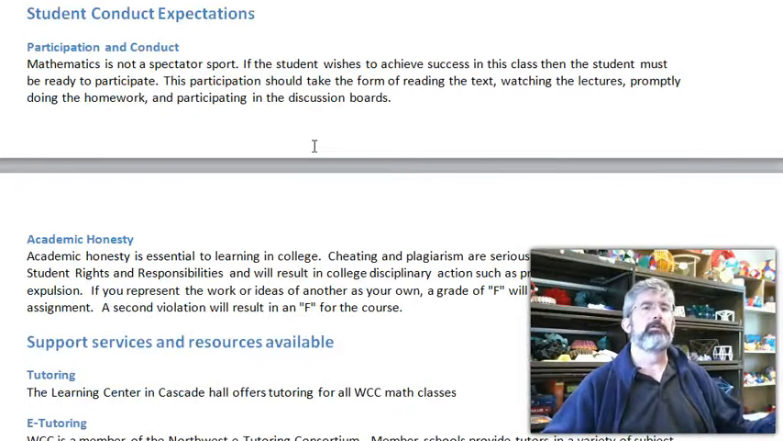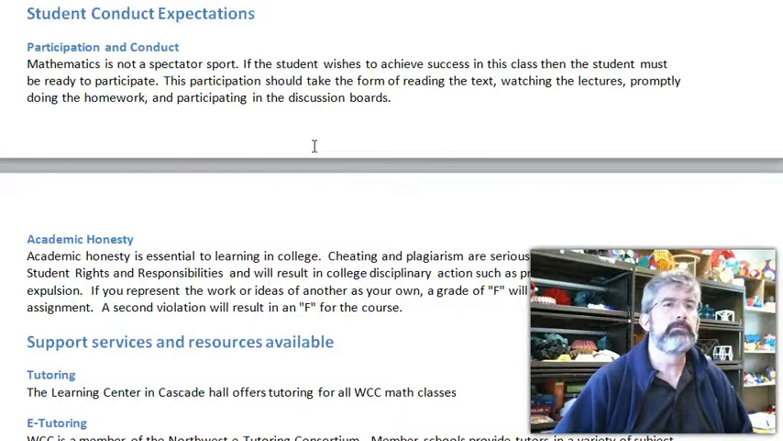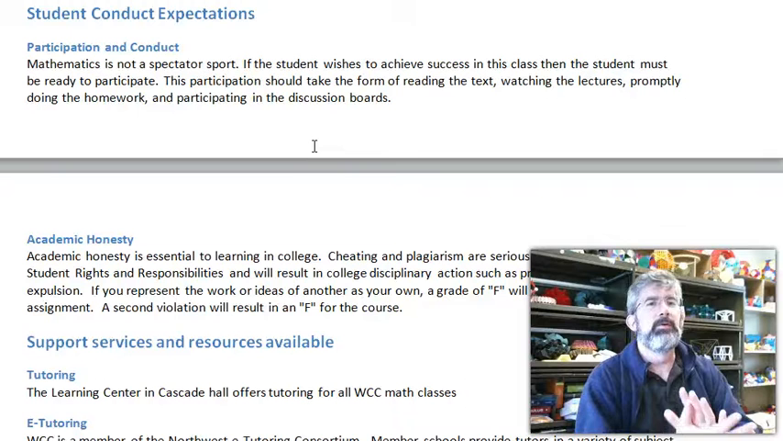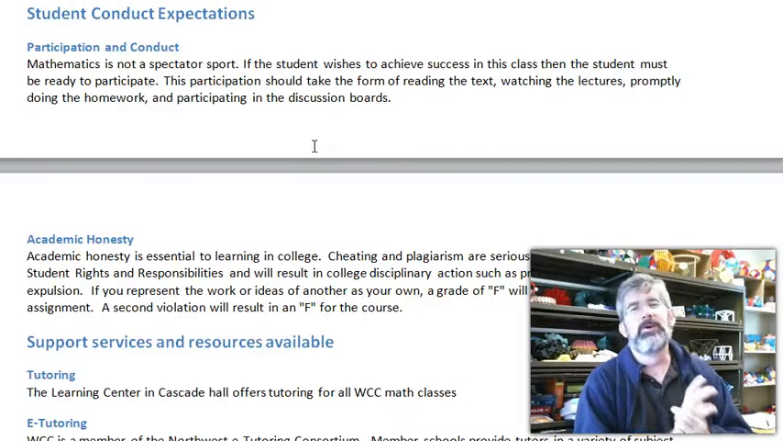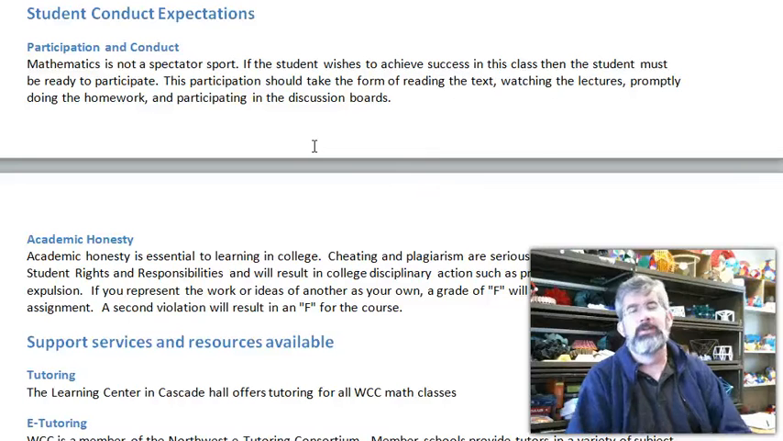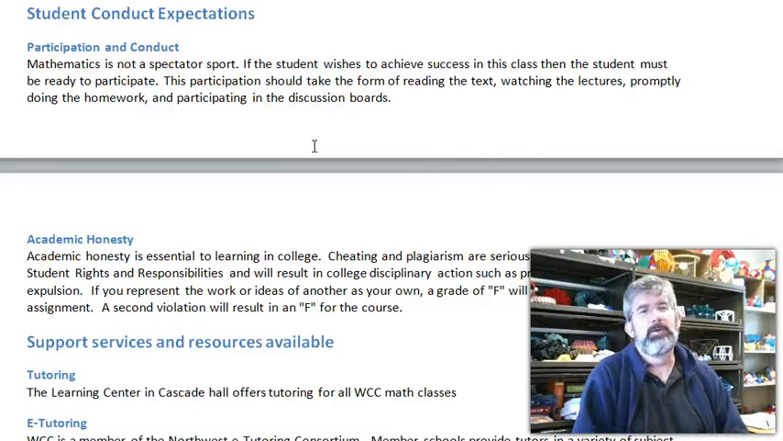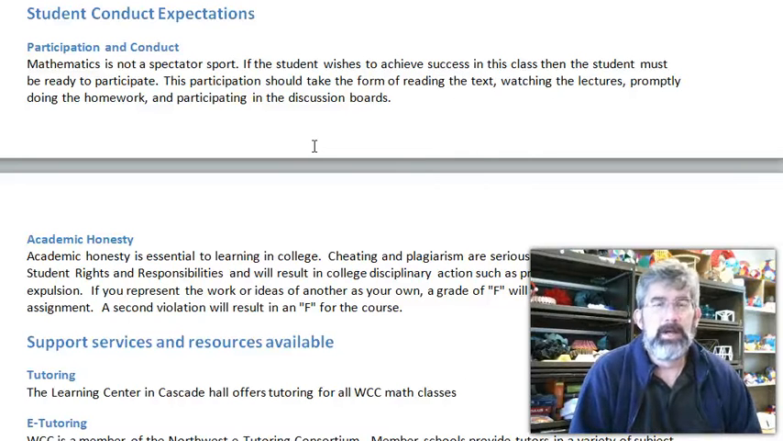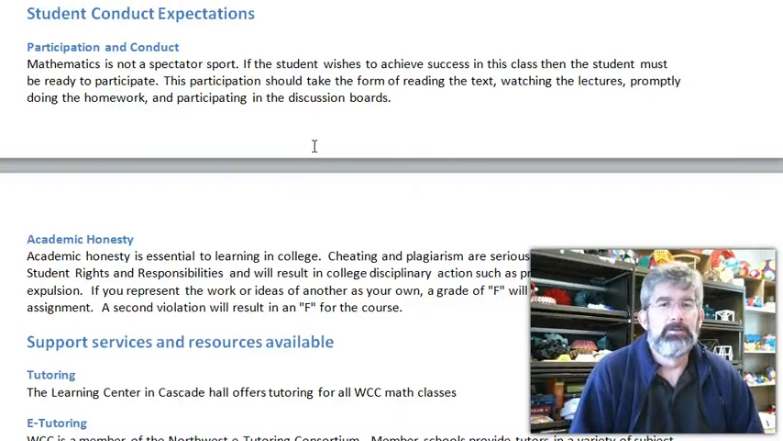Student conduct. It's participation and conduct. Math's not a spectator sport. We expect that you're going to participate. You're going to watch the videos. You're going to read the book. You're going to work on the problems. You don't get good at math by watching somebody else do it. You've got to get in and join in here and participate. So we do that.